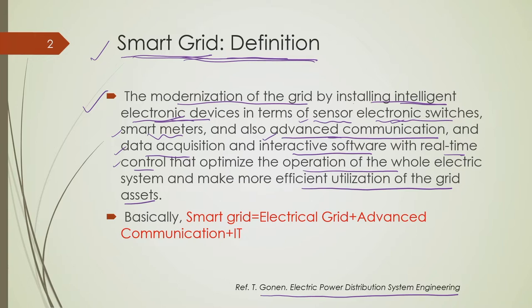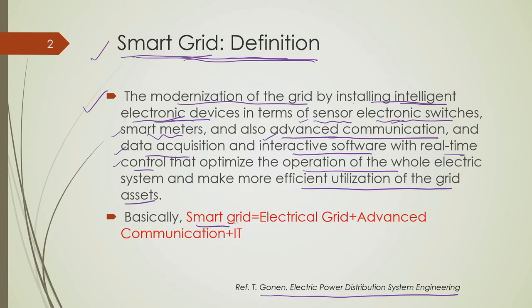Okay, real-time control. So this makes an existing power distribution network a modernized or so-called smart power distribution network. So, in brief, a smart grid is the existing electrical grid plus advanced communication plus information technology, IT. IT stands for information technology.